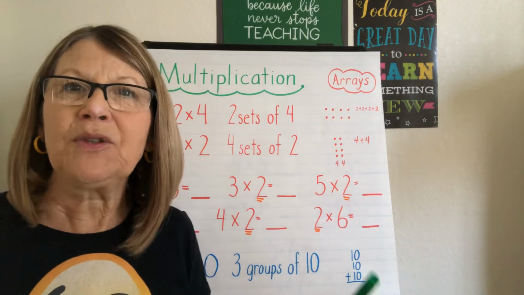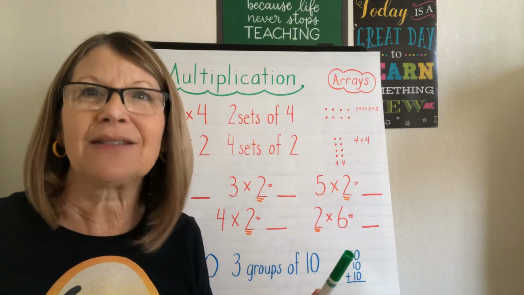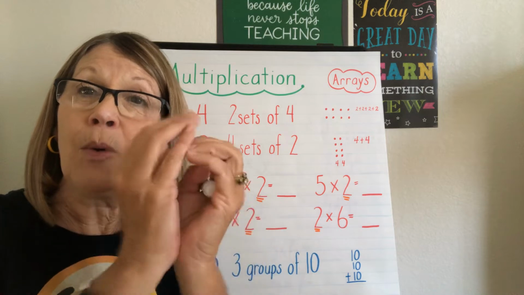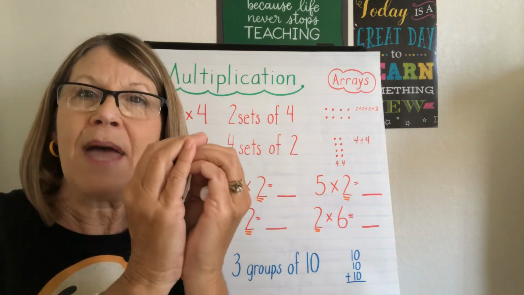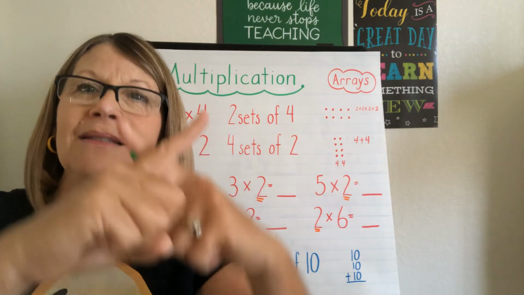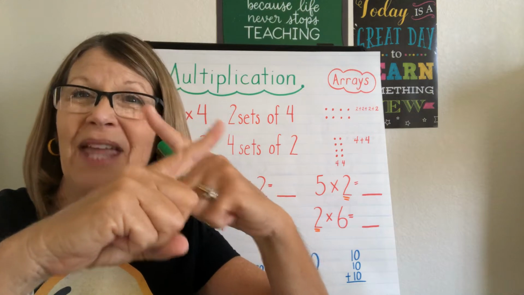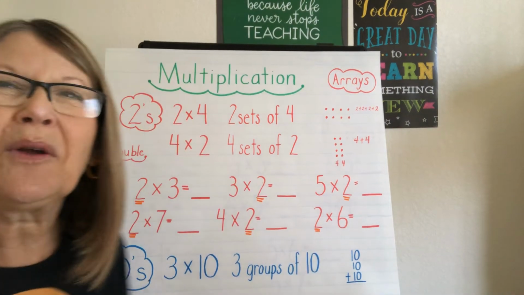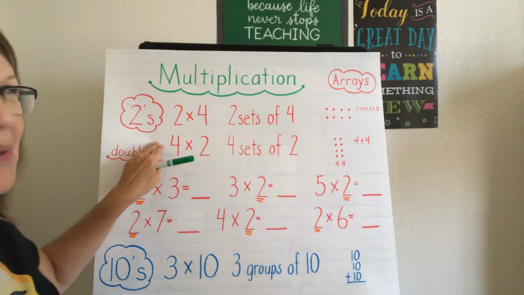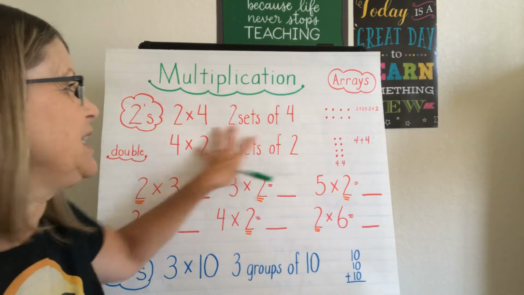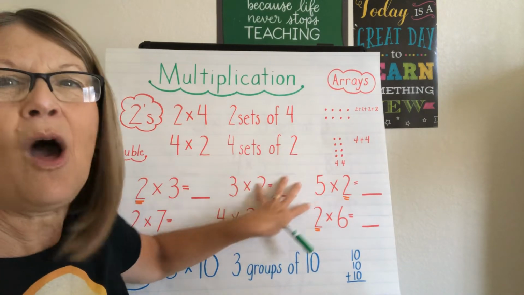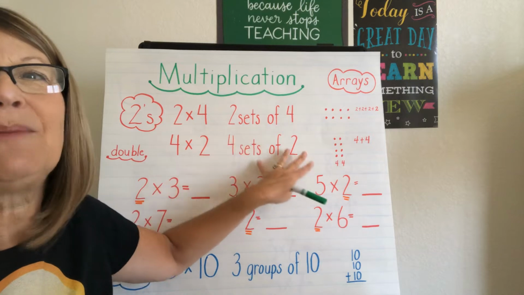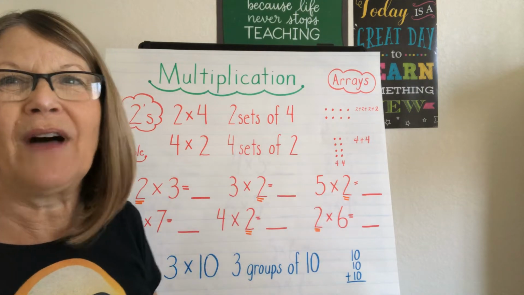Now, it comes back to the arrays that we talked about last week and that ever important word "of." Remember, in math, the word "of" means multiplication, or times. So we're going to start with the twos. And we're going to strategically talk about how you figure out multiplication by 2. And then we'll move on from that.